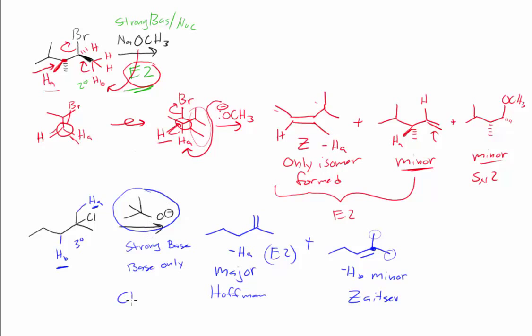If we used a small base, let's say methoxide, we would expect the outcome to be reversed. The Hofmann would be the minor product, and the more thermodynamically stable Zaitsev product would be the major product. And that's because the smaller base has an easier time accessing the interior hydrogens.